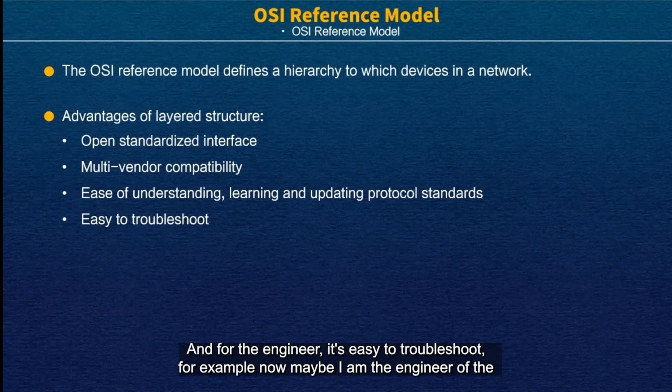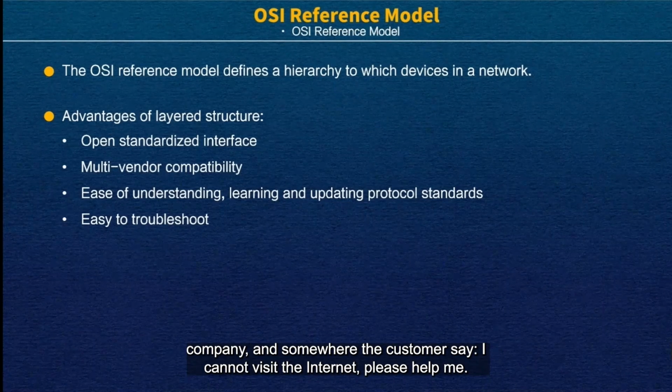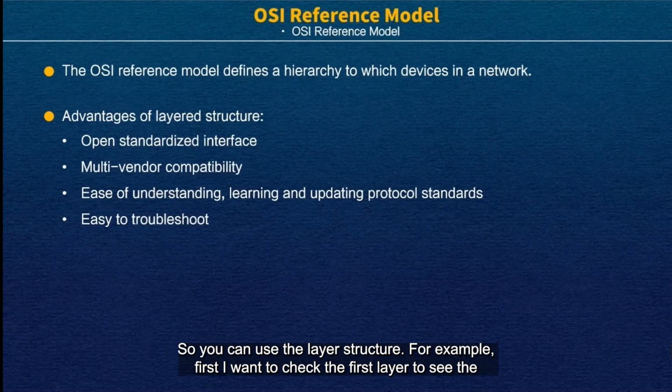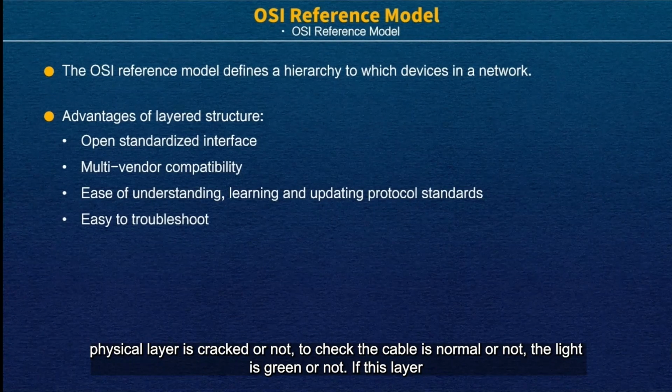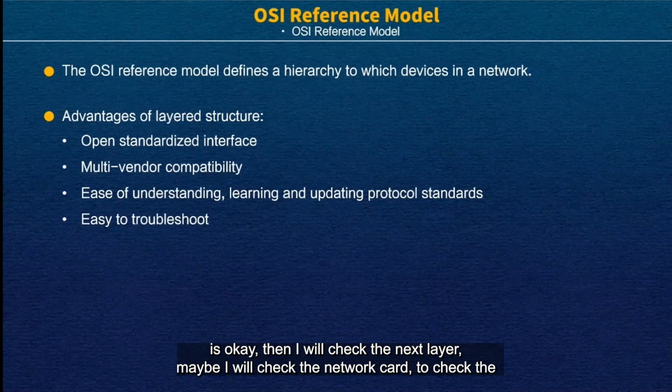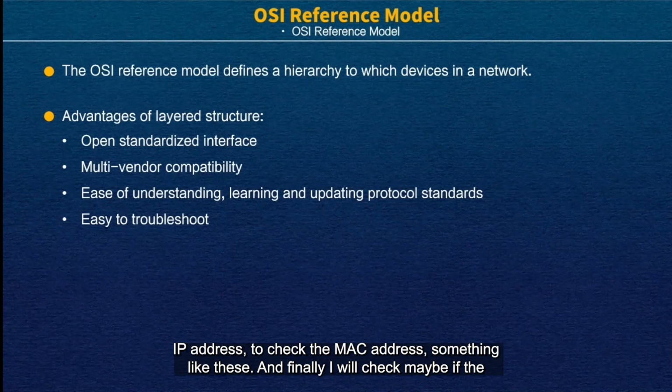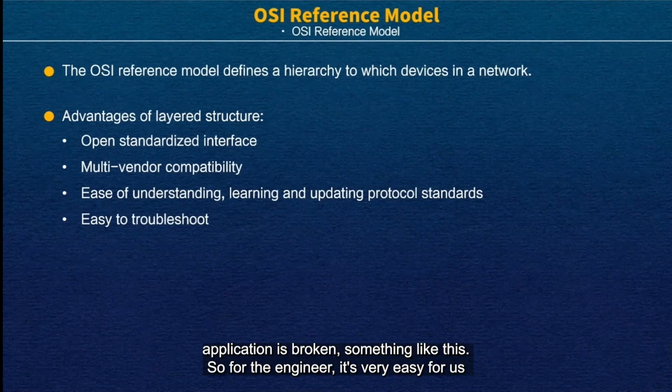And for the engineer, it's easy to troubleshoot. For example, now maybe I am the engineer of the company, and the customer says, I cannot get on the internet, please help me. So you can use the layered structure. For example, first I want to check whether the first layer, the physical layer, is correct or not. Maybe it's a cable, is the light green or not. If this layer is okay, then I will check the next layer. Maybe I will check the network card, the IP address, the MAC address, something like this. And finally, I will check whether the application is broken, something like this.